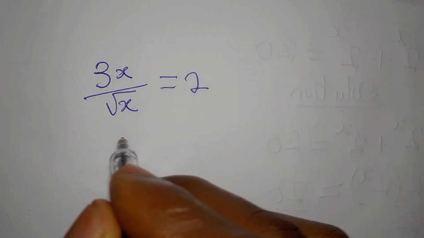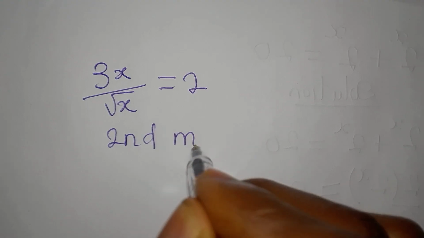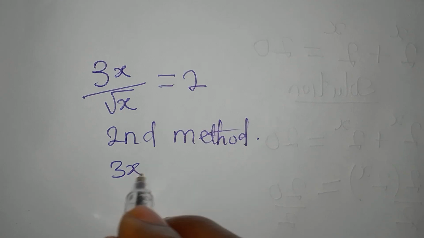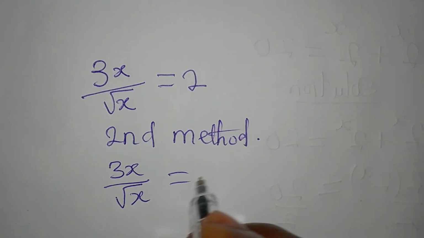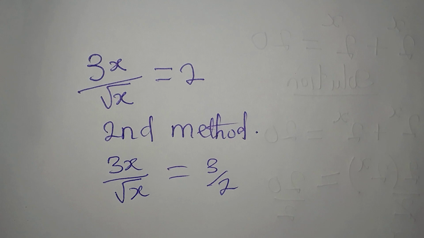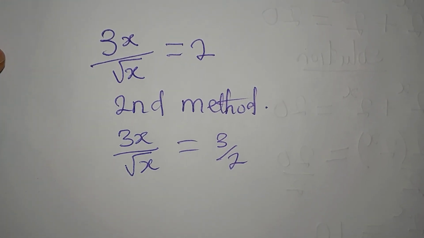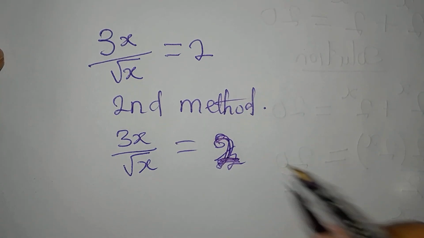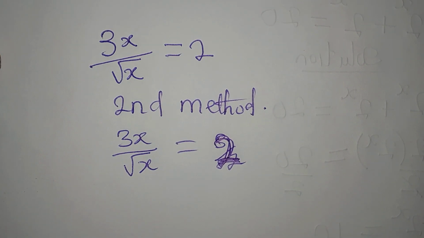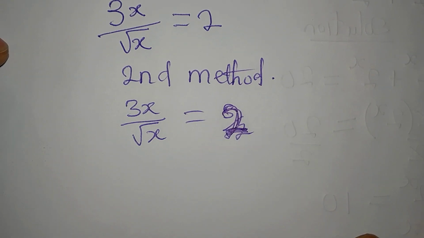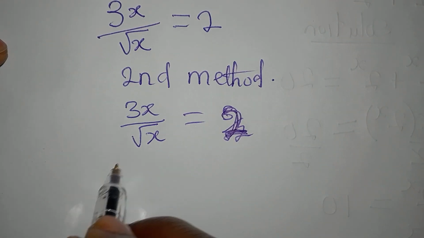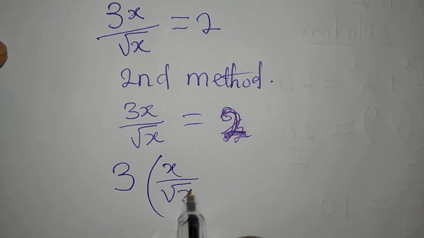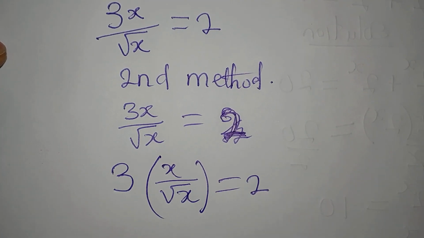Okay, so let's use the second method right away. Second method, we have 3x over square root of x equals 2. And remember I cross multiplied. Oh, this is just 2, right? Not 3 over 2. This is just 2. Remember I cross multiplied in the first method, so I will not cross multiply now. So what we are going to do is to rearrange this. This is 3 multiplied by x over root x. This is equal to 2, right?